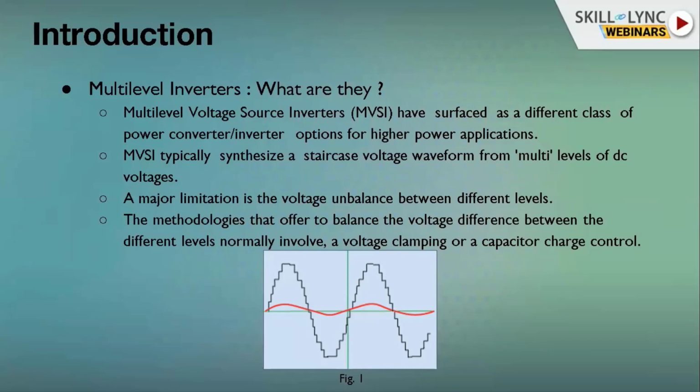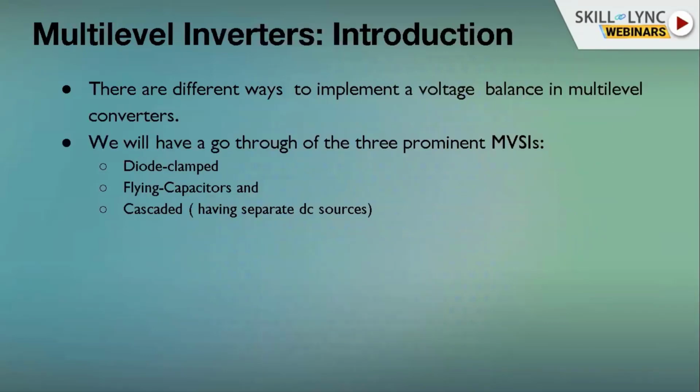A major limitation is the voltage unbalance between different levels. The methodologies that balance the voltage difference between the different levels normally involve some way of voltage clamping or capacitor charge control. We'll see this a little more in detail. So there are different ways to implement a voltage balance in multi-level converters. We'll go through some of the most prominent VSI ones: diode clamp, flying capacitor, and cascaded.